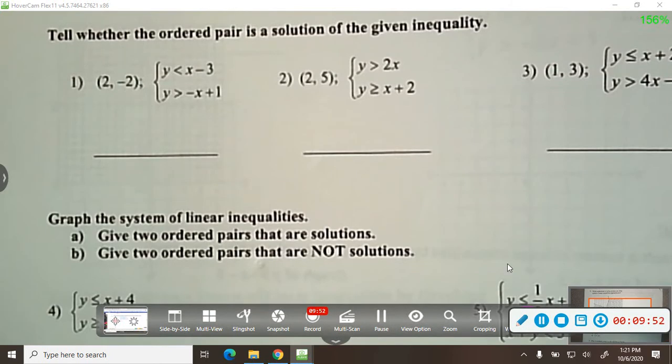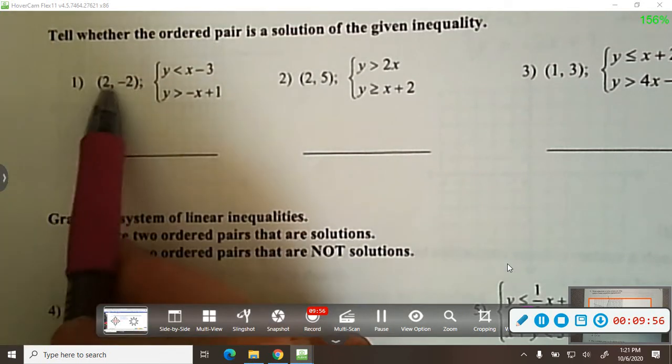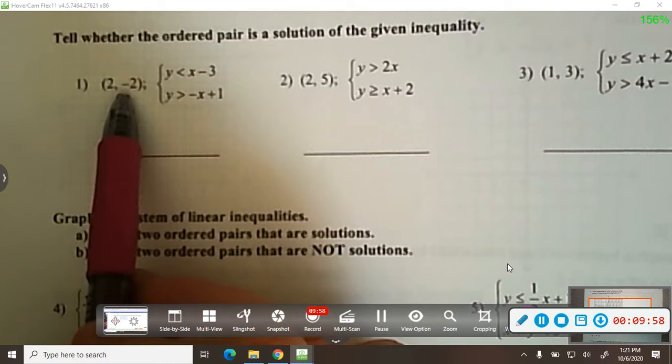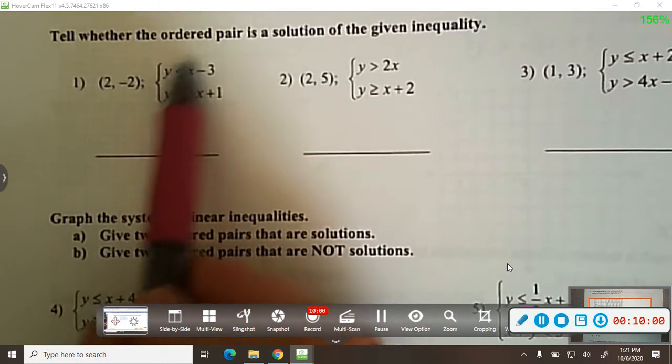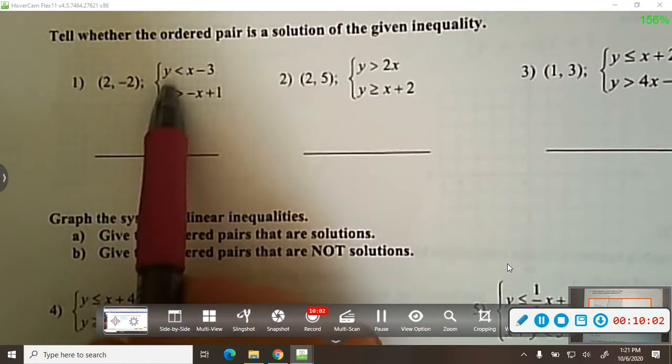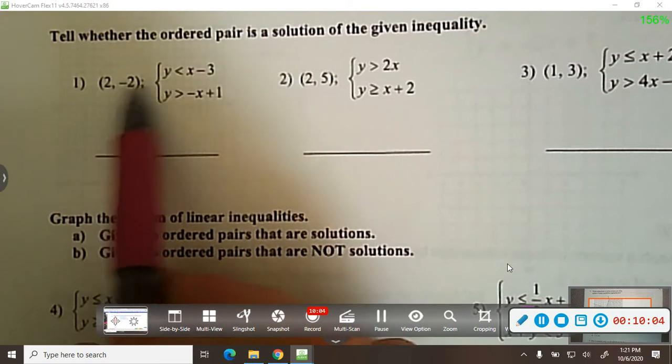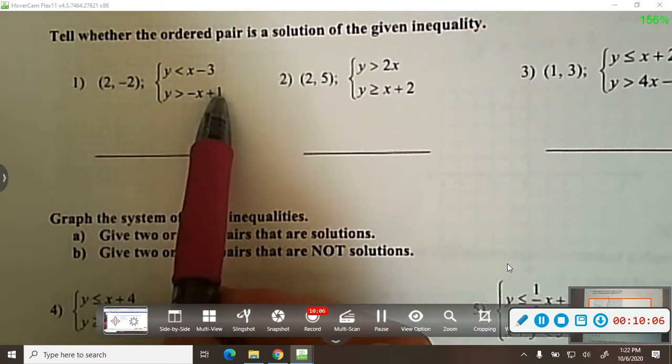So question number 1, it says, tell whether the ordered pair, this is what we call an ordered pair, is a solution of the given inequalities. So to be a solution, that means when I plug it into both of these, we get true statements. So let's test it out.